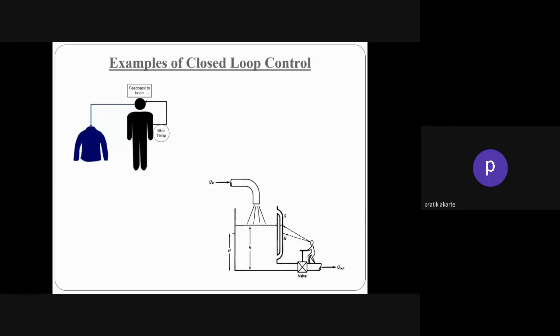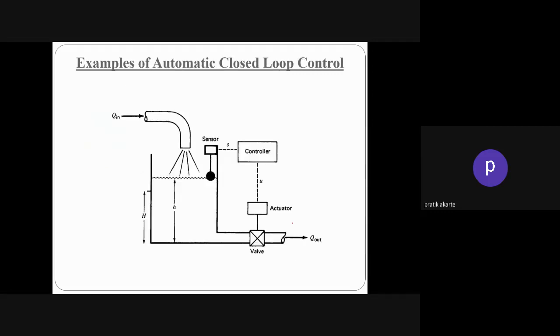Next, the second example. Here I have installed a valve, as I mentioned earlier, with a human operator over here. So what happens because of that? The operator will see the level of the water, and then he will take the action whether to open or close the valve. That is what we call a closed loop control system.